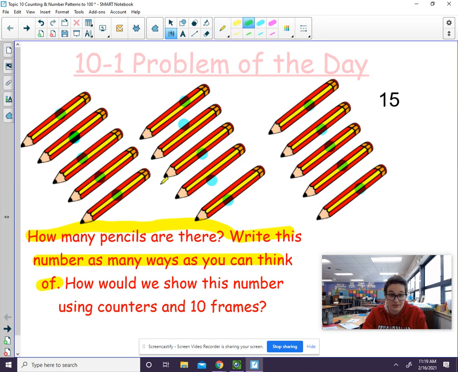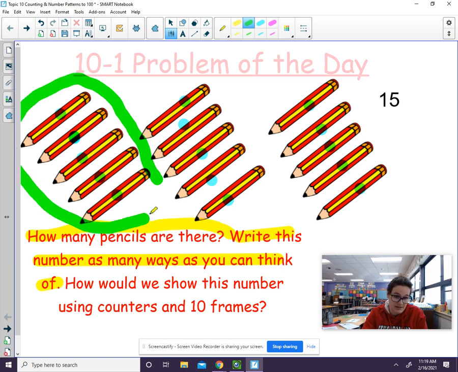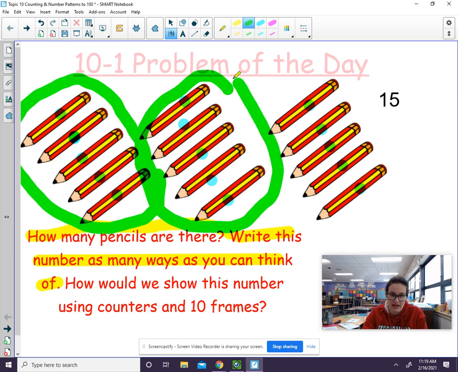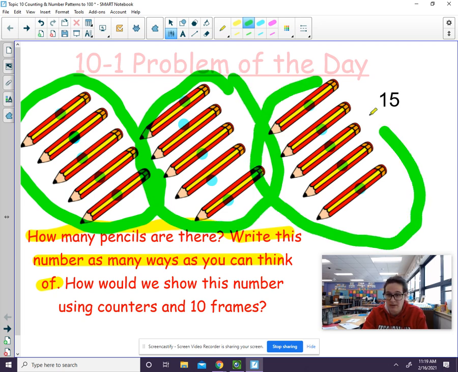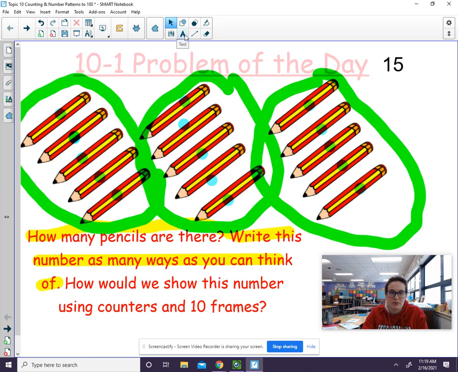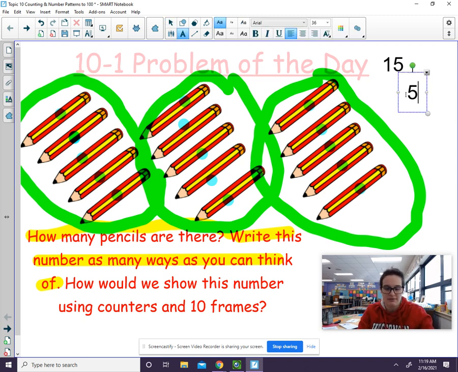Did you notice that it looks like they're in groups of 5 here? So it could be 5 plus 5 plus 5. You know how to count by fives. Let's do that now. 5, 10, 15. So we found out again that when we do 5 plus 5 plus 5, that will also equal 15. Good work.